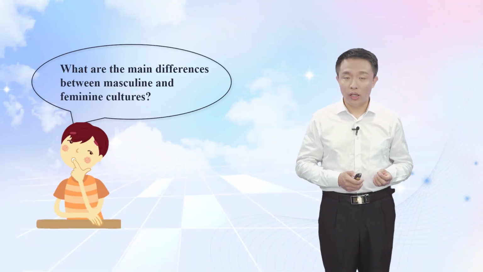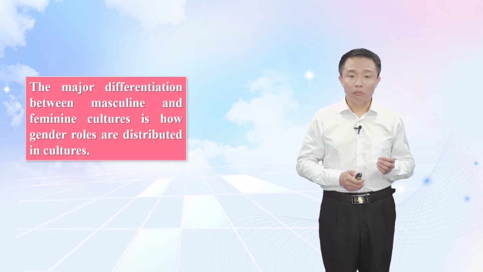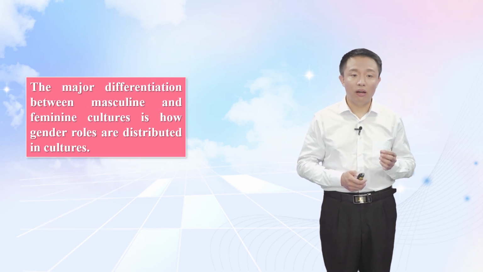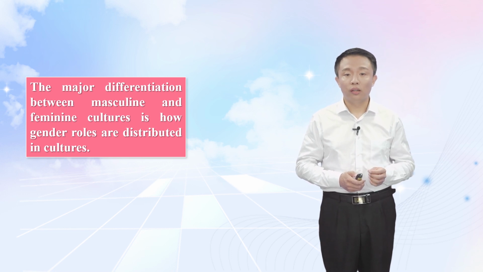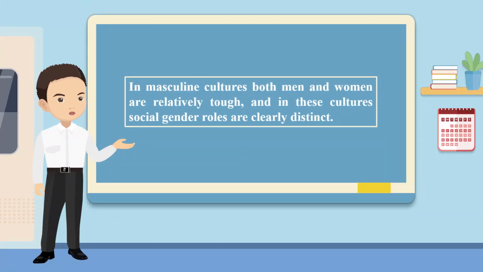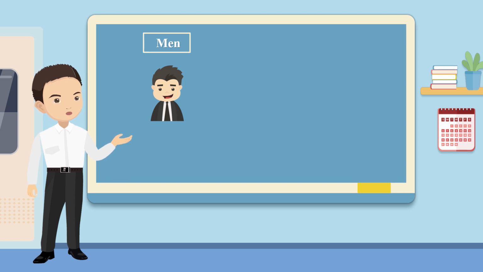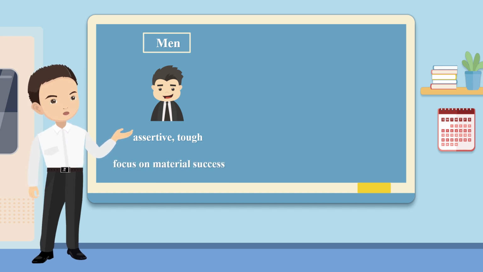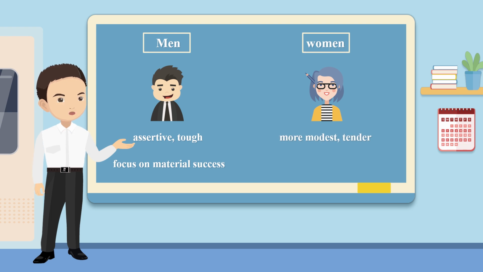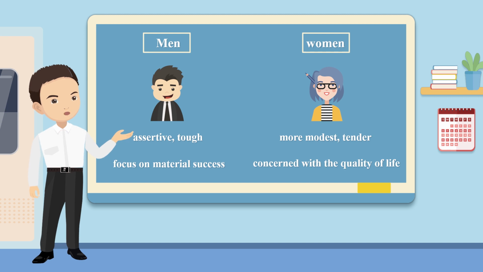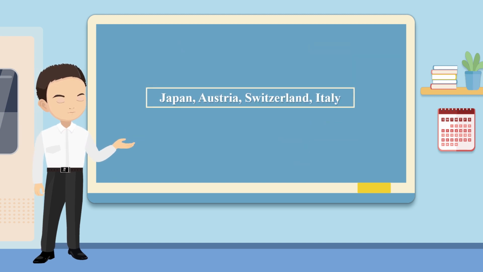What are the main differences between the masculine and feminine cultures? The major differentiation between masculine and feminine cultures is how gender roles are distributed in these cultures. In masculine cultures, both men and women are relatively tough, and social gender roles are clearly distinct. Men are supposed to be assertive, tough, and focus on material success, whereas women are supposed to be more modest, tender, and concerned with the quality of life, such as Japan, Austria, Switzerland, and Italy.